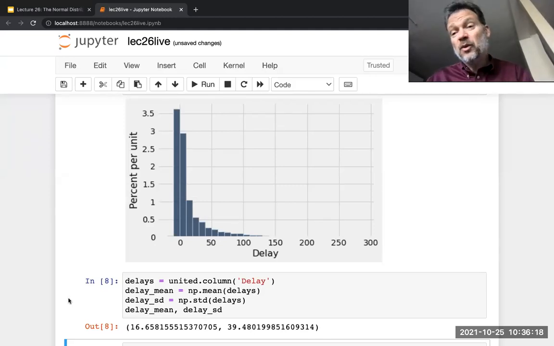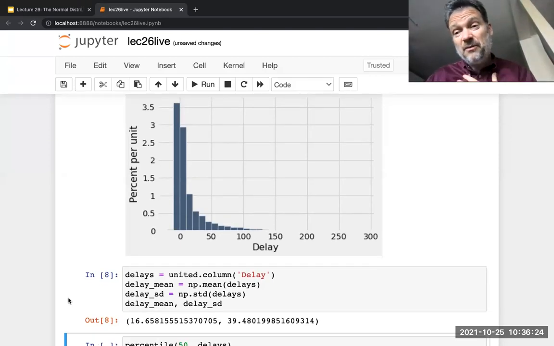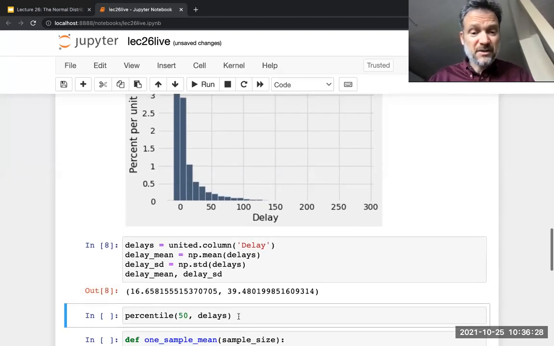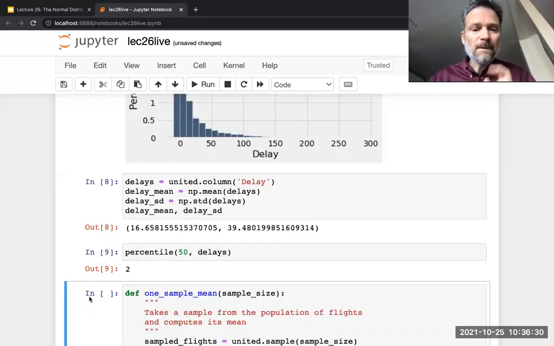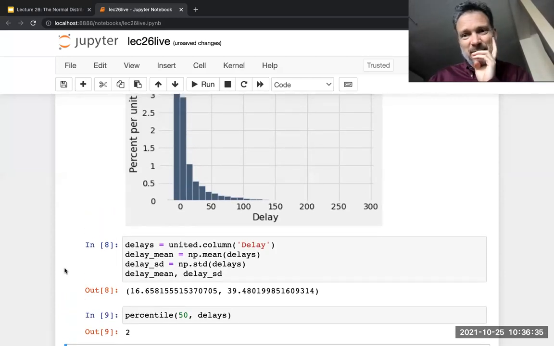But in practice, we wouldn't be able to compute that because we wouldn't have the entire population of data. This is just something we can do with this data set that we are using for pedagogical purposes. We can also see that in this case, most flight delays are small. The median delay is 2 minutes, but there's a handful of very large delays that are skewing the average.